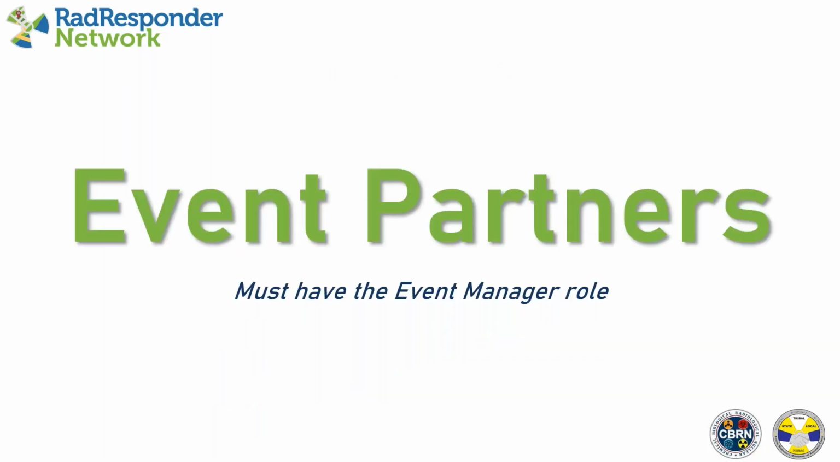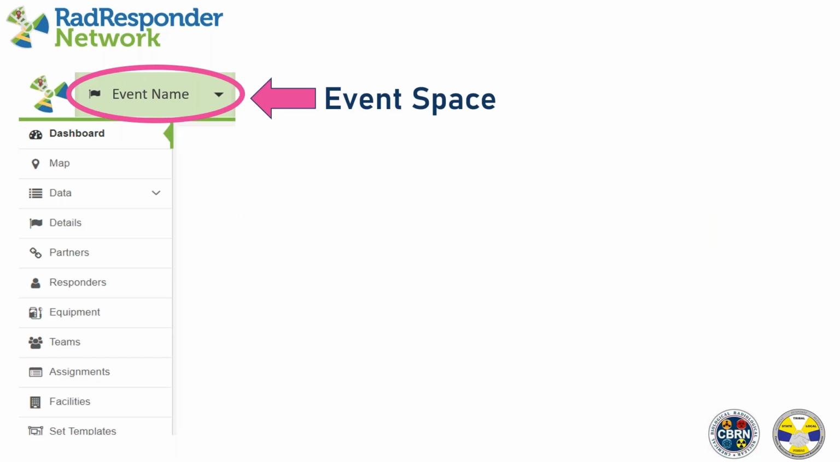So the next skill I want to cover is the event partners. So in order to add and manage partners on your event, you need to have at least the event manager role. So once you create your event, you're now brought to what we call the event space. So you can always tell what event you're in by looking at the name, again, in the upper banner closest to the RadResponder logo.